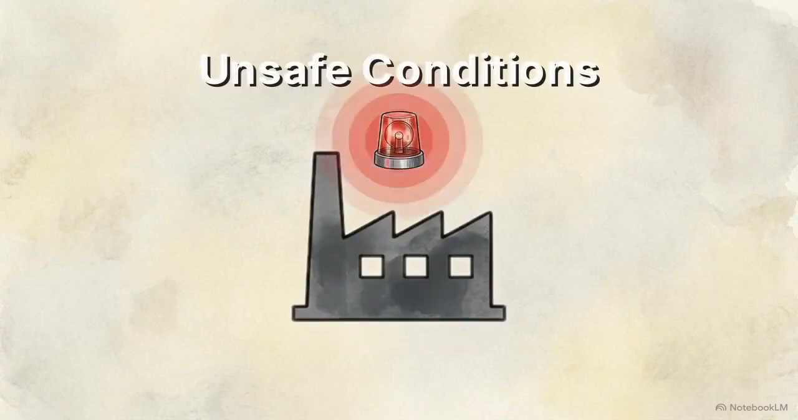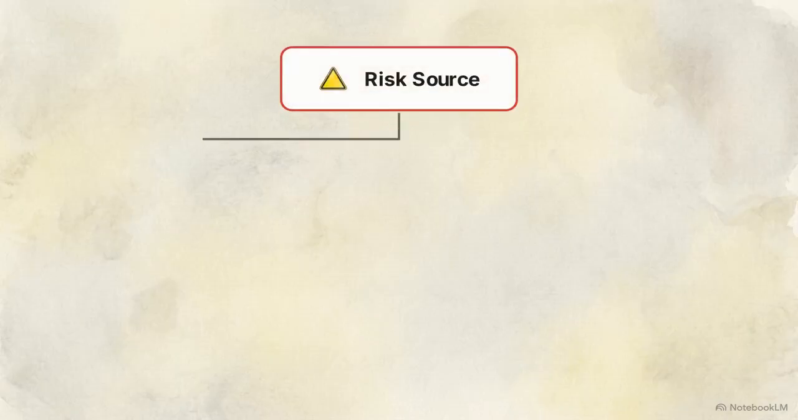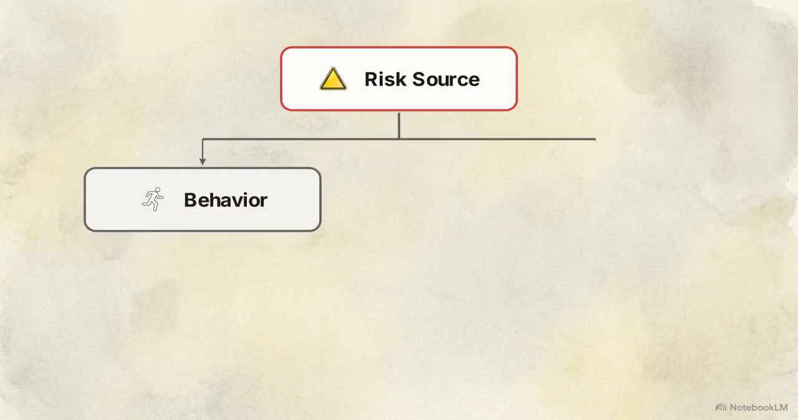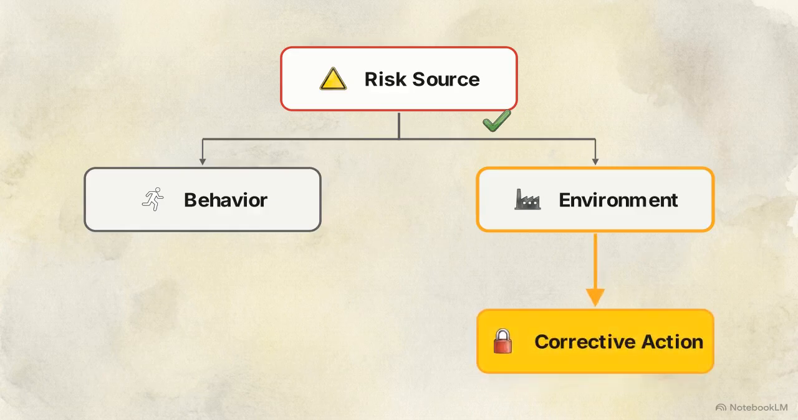Then we have unsafe conditions. These are physical deviations from safety standards in the environment itself, such as a cluttered walkway or exposed electrical cables. You must accurately diagnose whether a risk stems from a human behavioral flaw or a physical environmental flaw. Identifying the correct root cause dictates the correct fix.